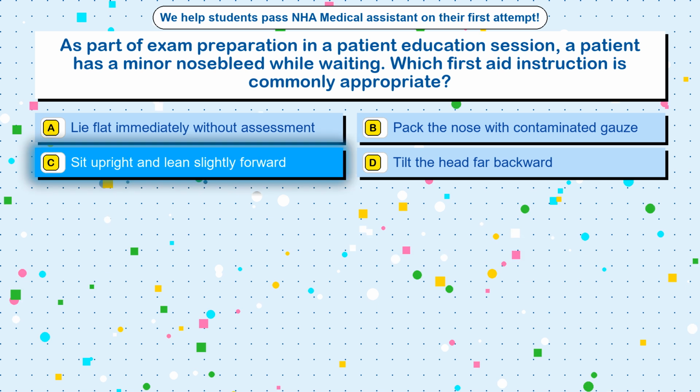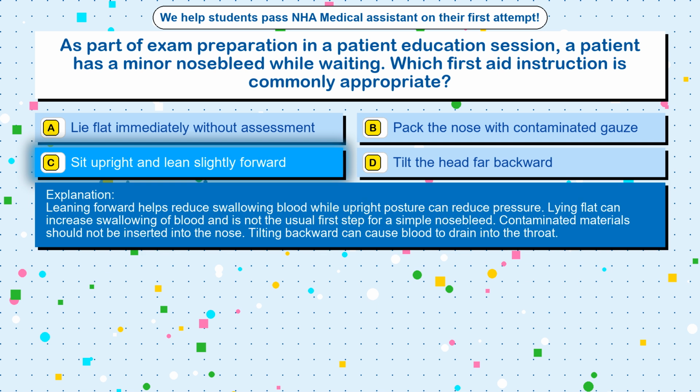Sit upright and lean slightly forward. Leaning forward helps reduce swallowing blood while upright posture can reduce pressure. Lying flat can increase swallowing of blood and is not the usual first step for a simple nosebleed. Contaminated materials should not be inserted into the nose. Tilting backward can cause blood to drain into the throat.